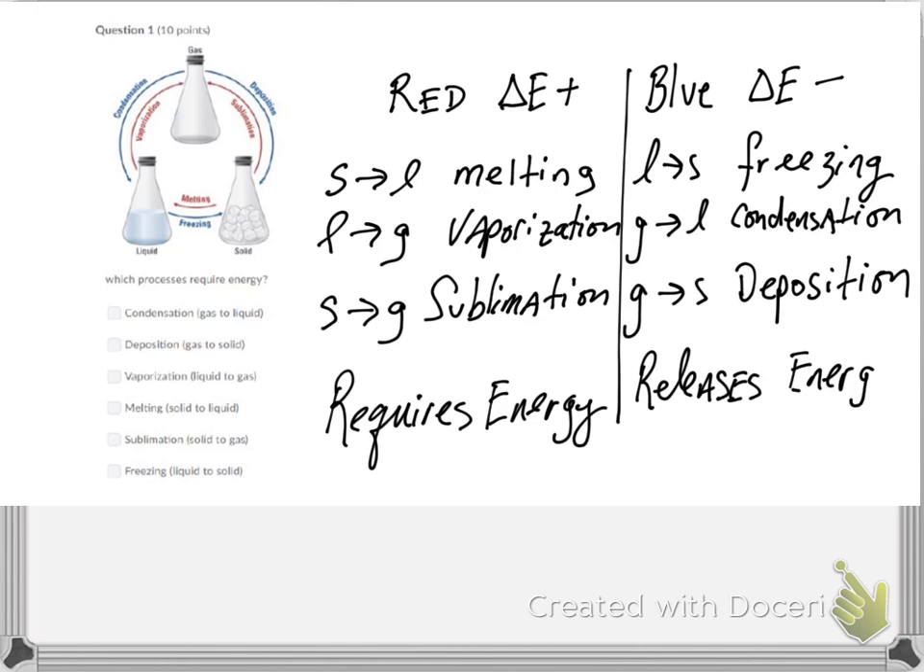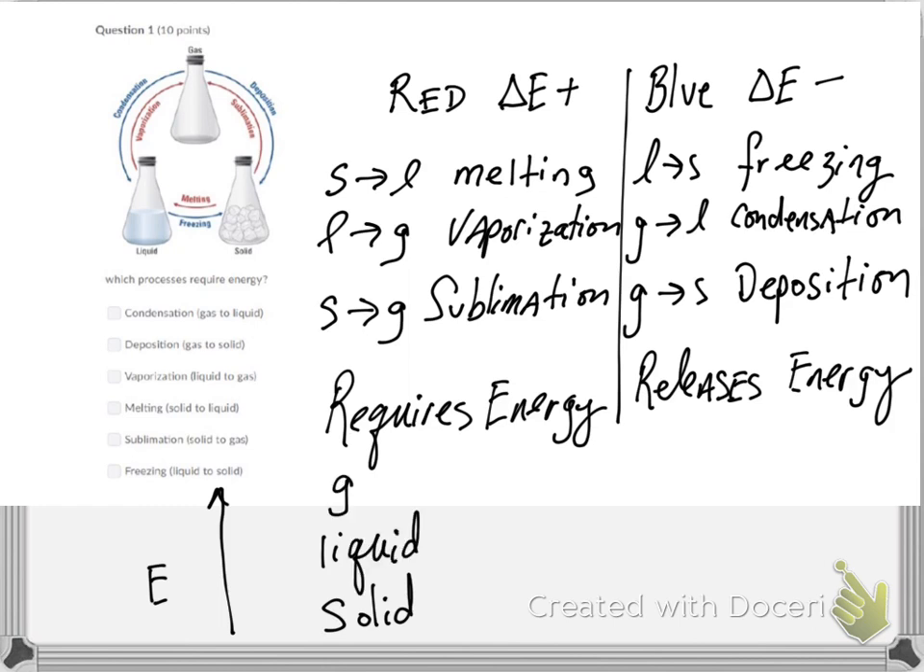Please keep in mind that all of these processes happen at a single temperature, so the temperature does not change during any of these processes. The reason we have this type of requiring energy and releasing energy is due to the energy ordering. If we go from something lower in energy up to something higher in energy, that requires energy. So solid to liquid is going to higher energy, liquid to gas is going to higher energy. The most stable phase is solid, the least stable phase is gas.